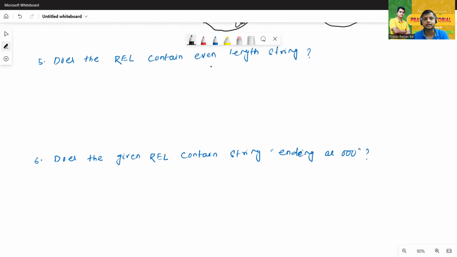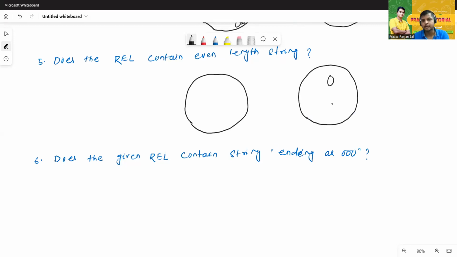Does the RL contain an even length string? So now similarly we'll draw the domain and range. The domain contains the set of RL. It contains some languages L1, L2, L3, like L infinity. Does the RL contain an even length string? Yes. Some languages may contain an even length string, and some languages may not.